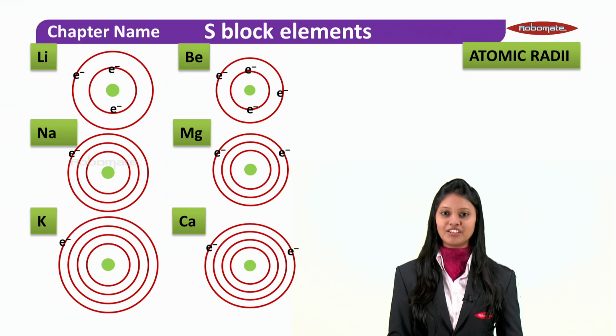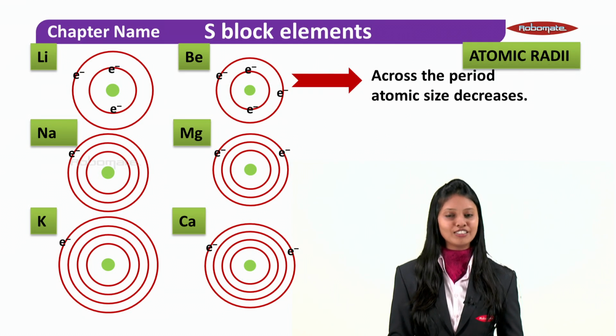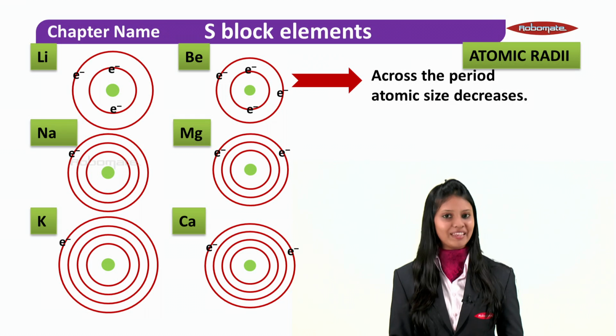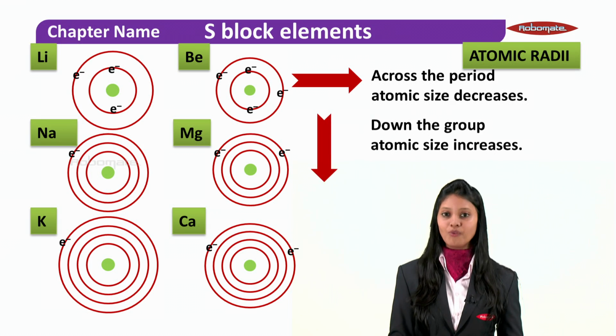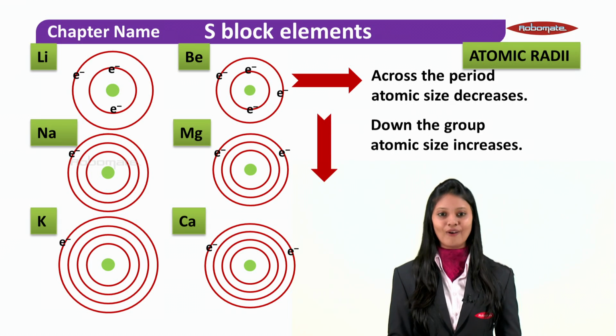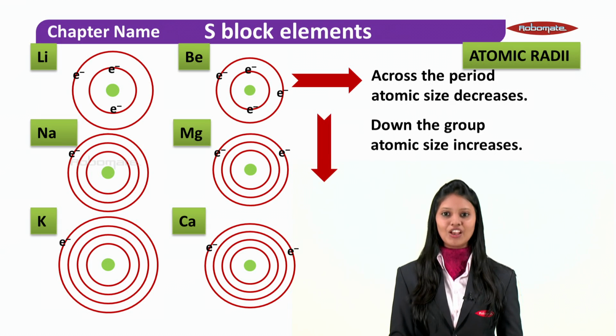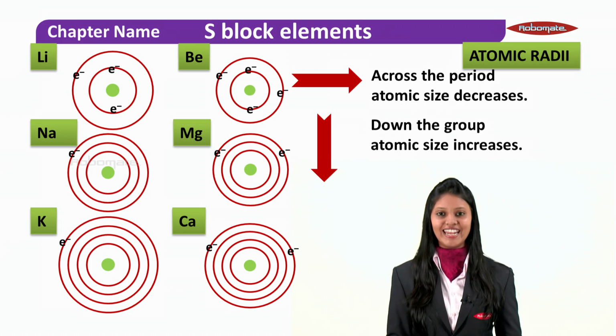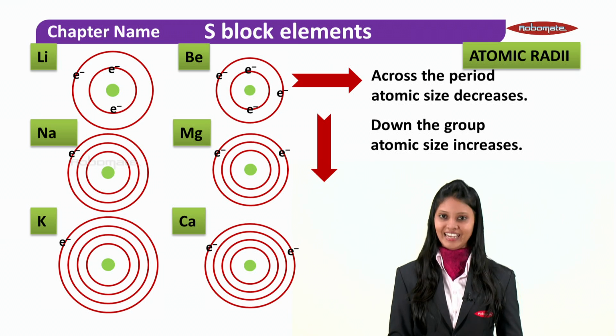So the trend for atomic radii in S block elements is: as we move across the period, atomic size or atomic radii decreases, and as we move down the group, atomic size or atomic radii increases. So this was about the first trend in S block elements, atomic radii.